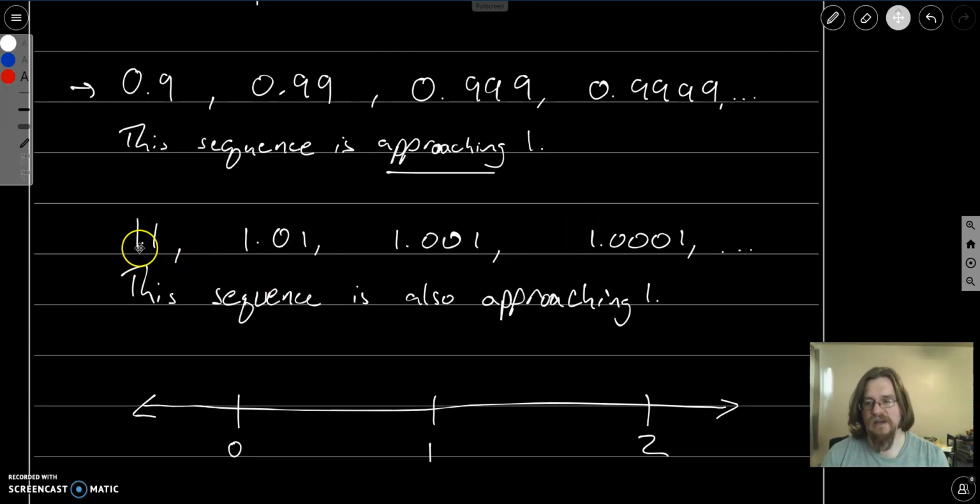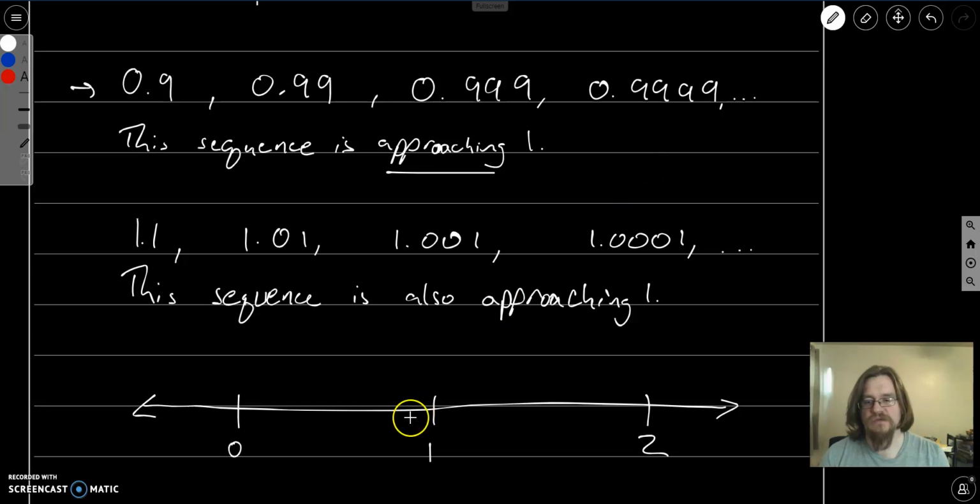For instance, and then again here, if we have 0.1, 0.01, 0.001, 0.0001, so on, you can see that these numbers are also getting closer and closer to 1. The only difference between these two sequences is what direction we're approaching 1 from.